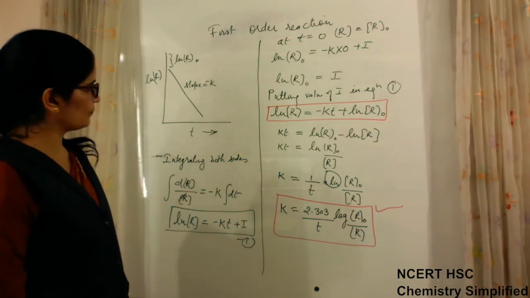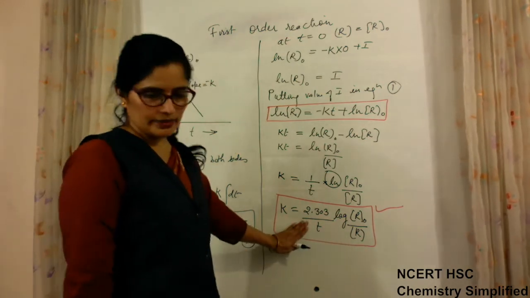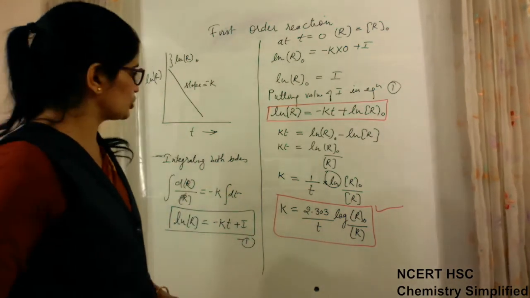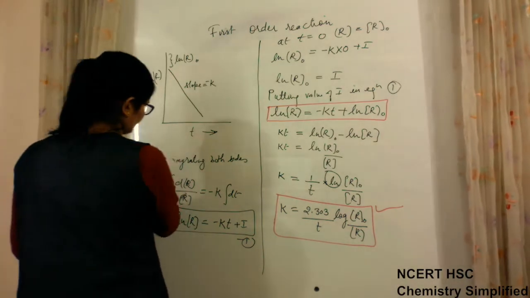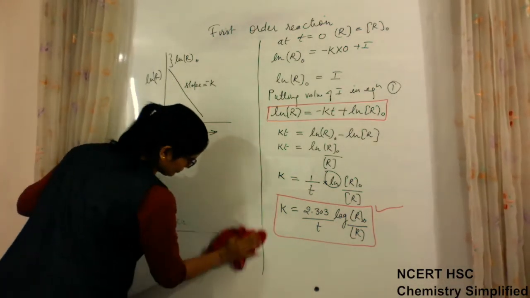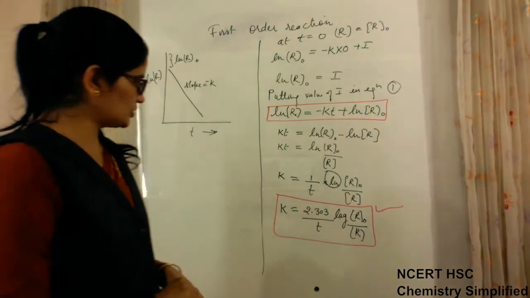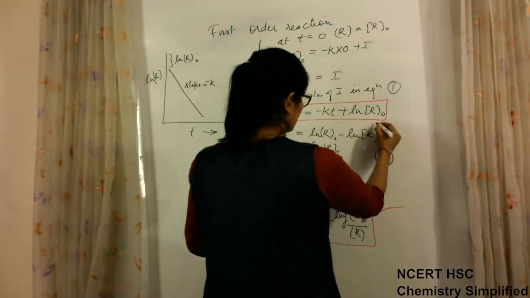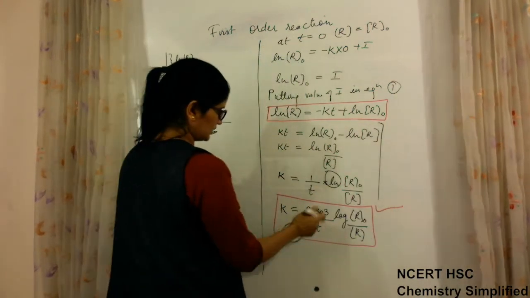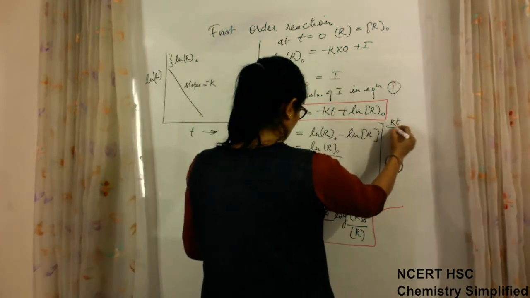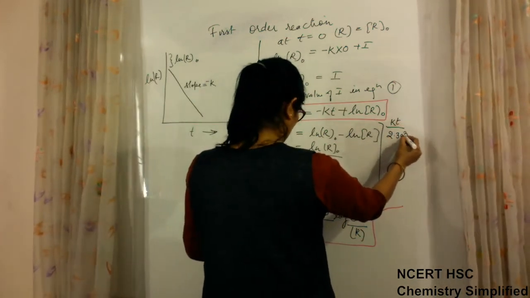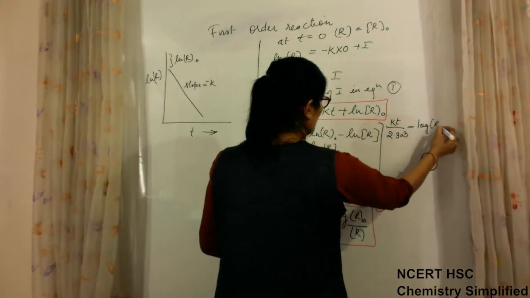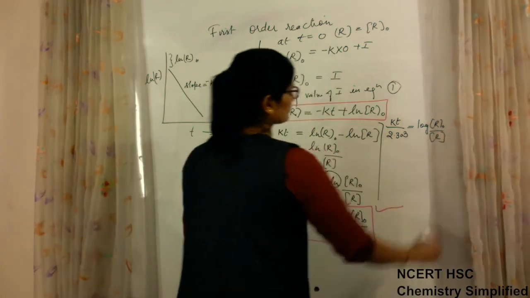Okay, now this is the final equation which you require. Now if this equation is little rearranged, then we have to see what happens. We will rearrange this equation, writing here, this taken here, kt upon 2.303 is equal to log R naught upon R.